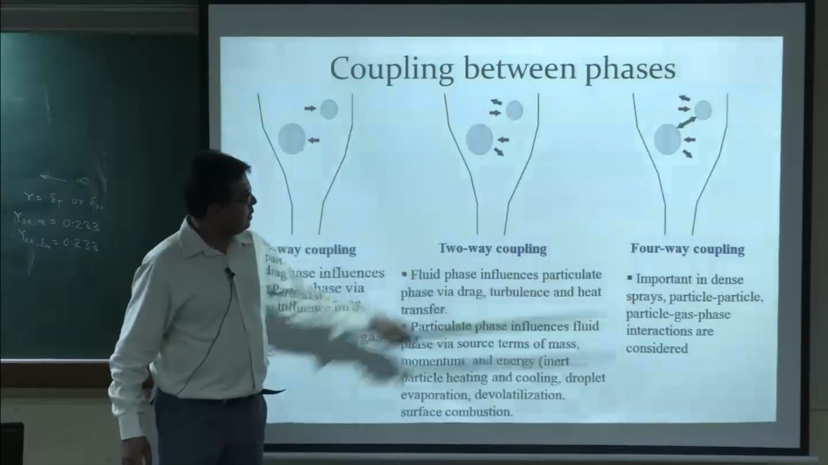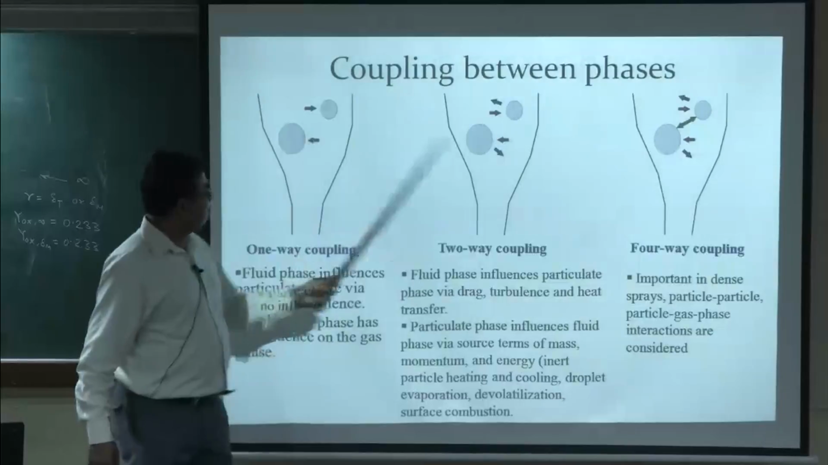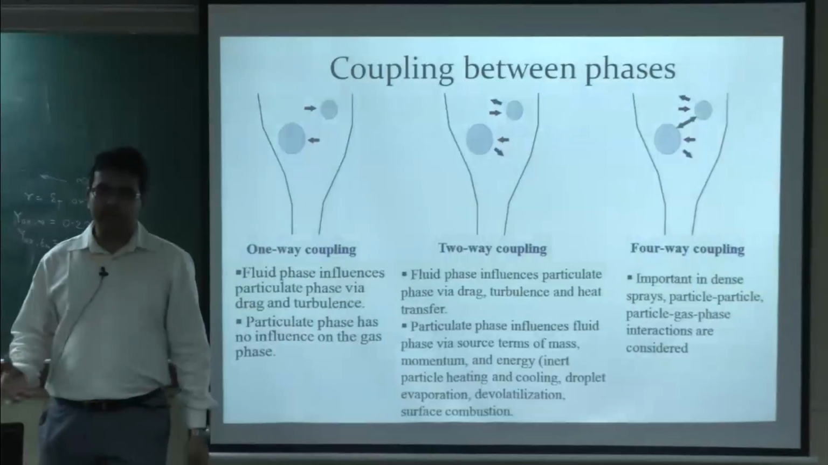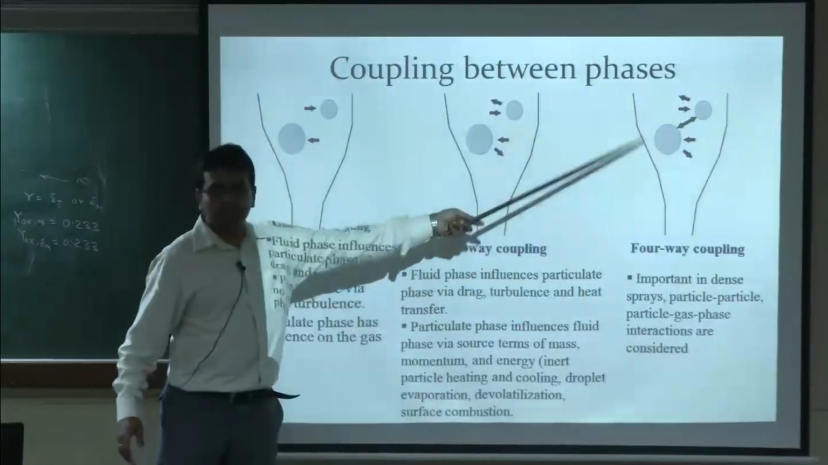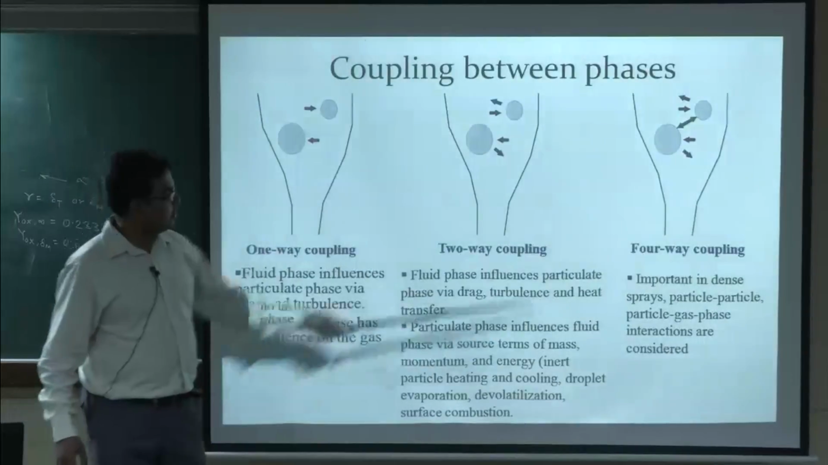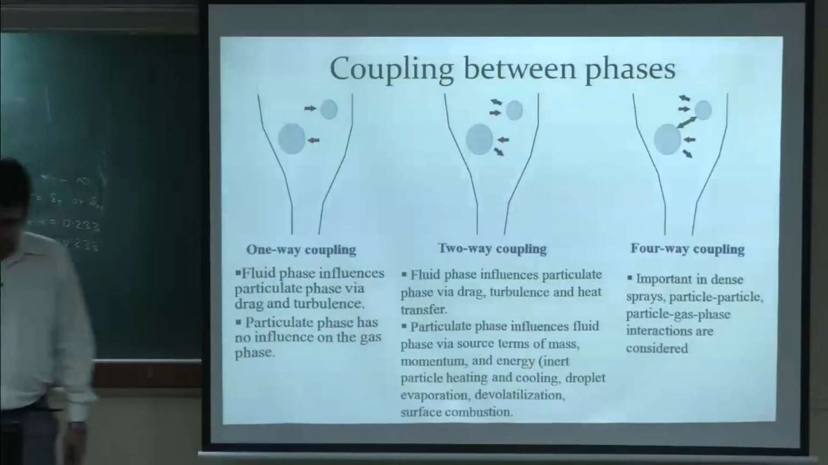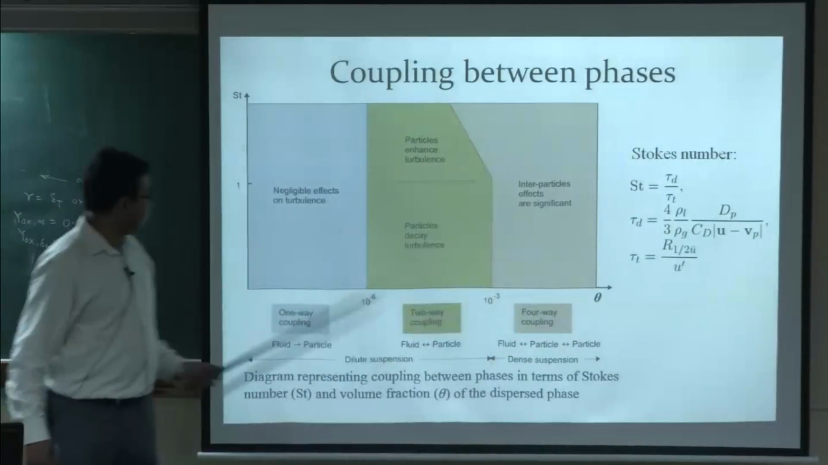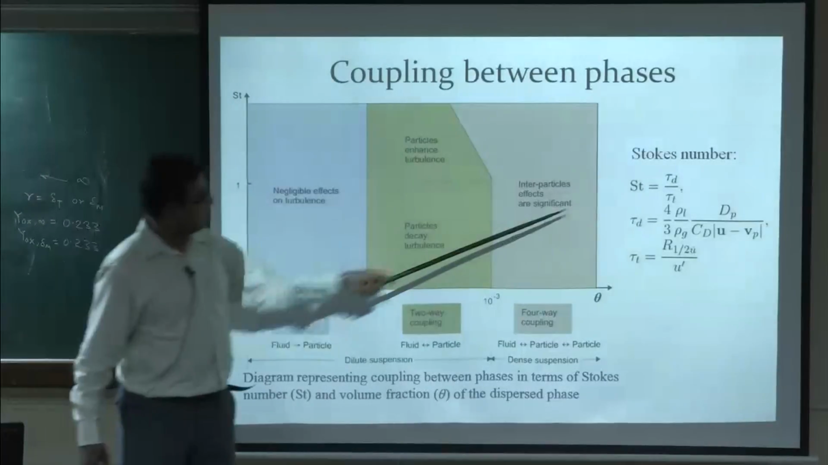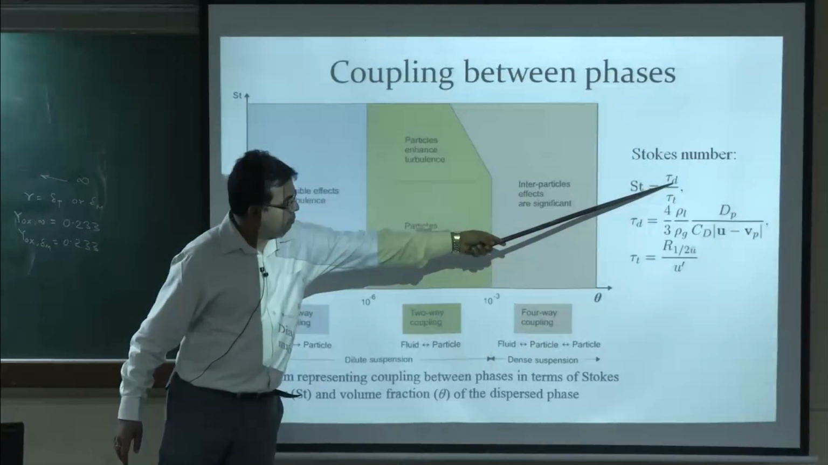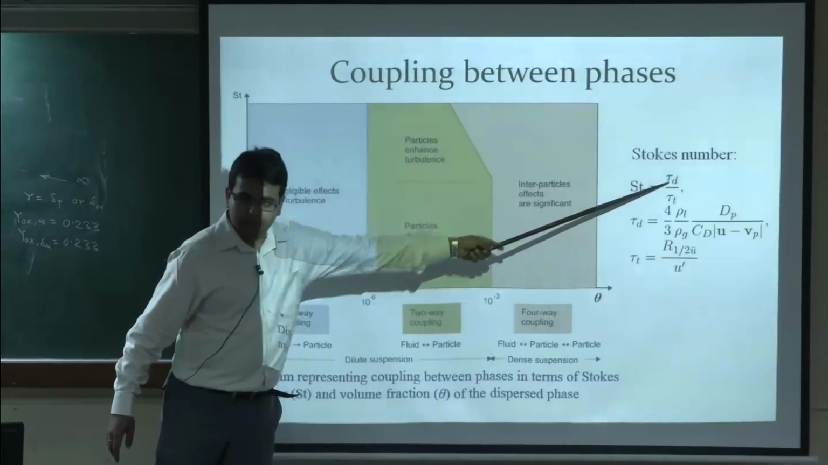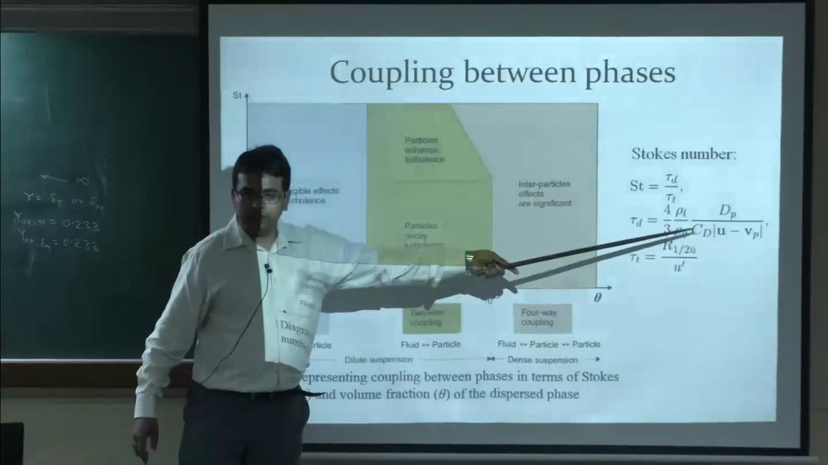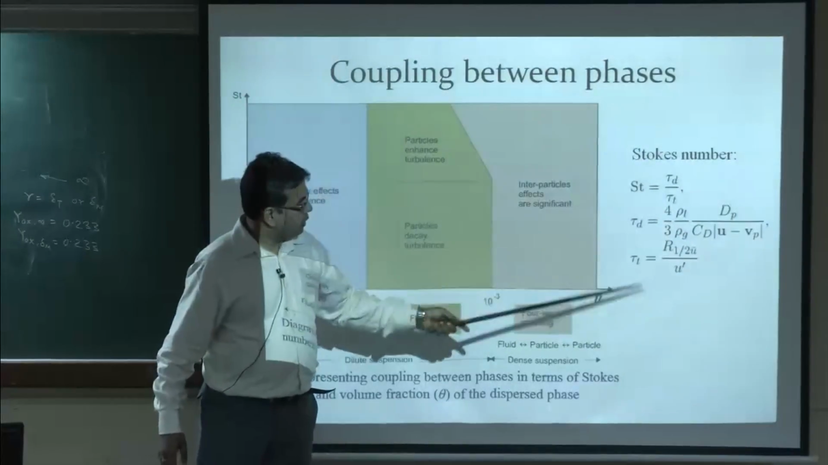Also, there is four way coupling, where the droplets interact with each other. If you have a dense flow, then collisions, coalescence and breakup become important. So that is four way coupling. Here is a diagram based on the volume fraction and the Stokes number. Stokes number is basically the ratio of tau d, the droplet time scale related to the drag force, and the turbulent time scale.